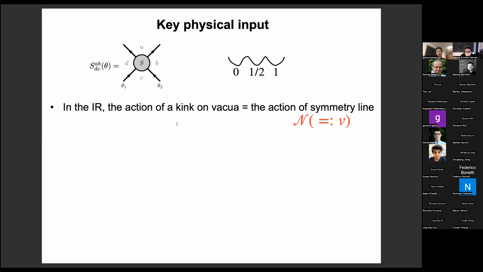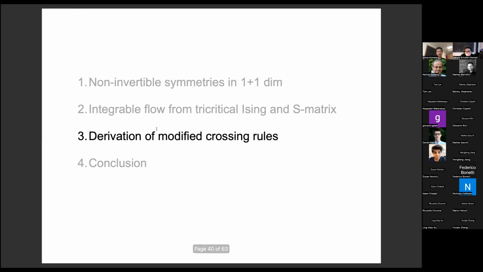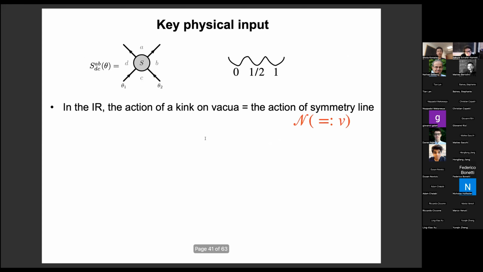Okay. So now let me provide some argument or physics derivation of this modified crossing rules. The key physical input, there are two key physical inputs. The first one is that in the IR, the action of a kink on vacua, you can view it as basically the same as the action of the symmetry line. So let me just explain a bit more about this point.